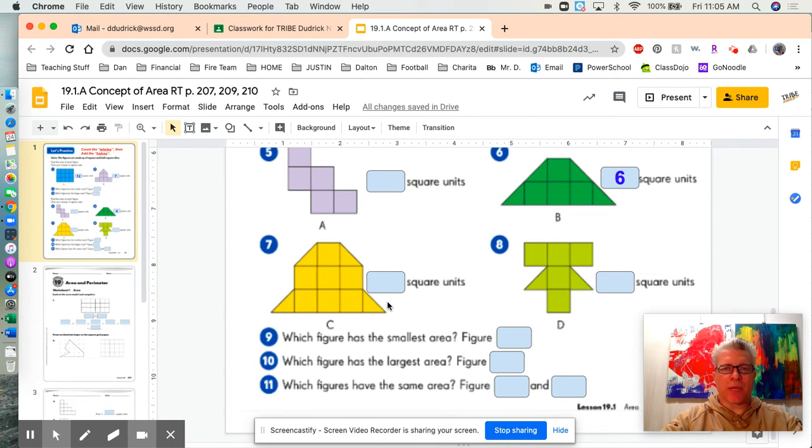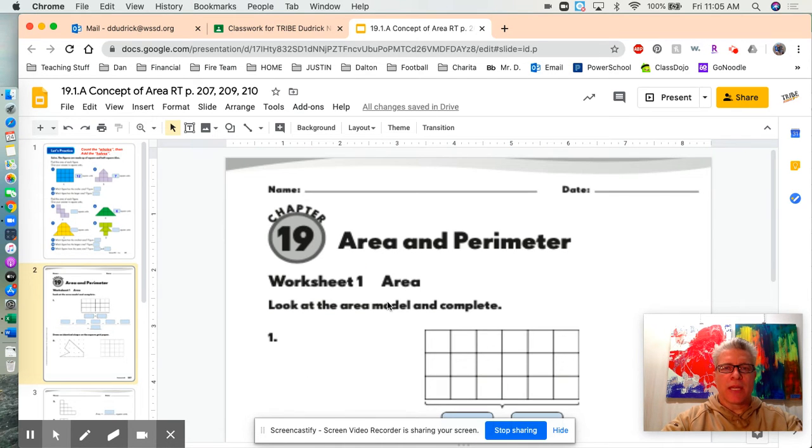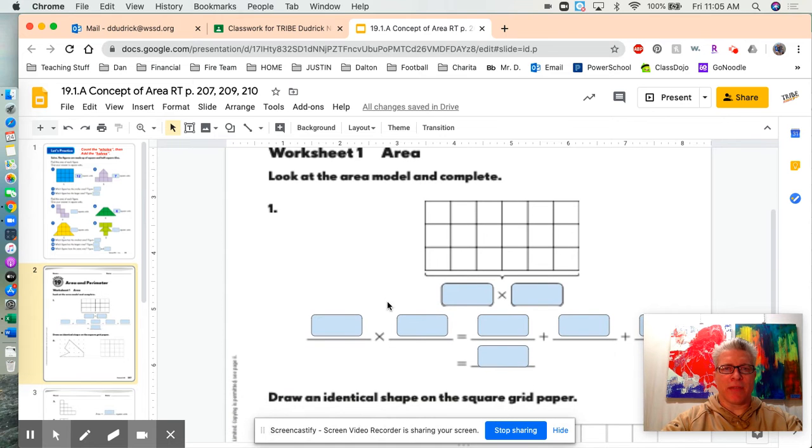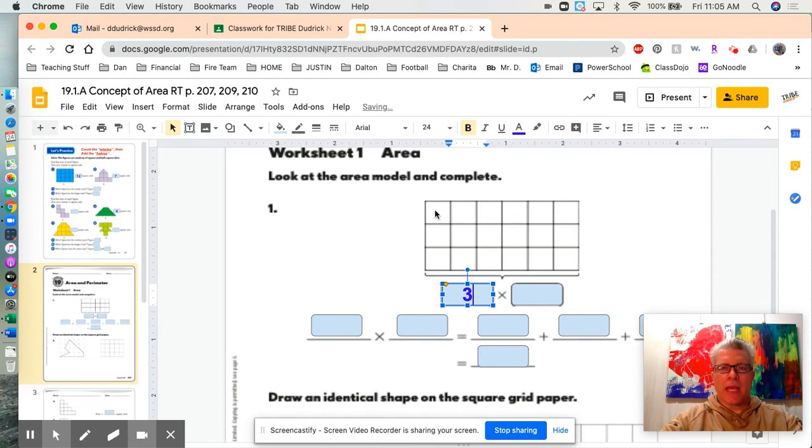So then we have a couple questions at the bottom. You guys have been doing a great job entering your answers. Then when we're looking independently here at the idea of an area model, we're going to look at the 2 dimensions. So we have the left dimension of 3 and the top dimension of 6. So we have a 3 by 6 rectangular array.